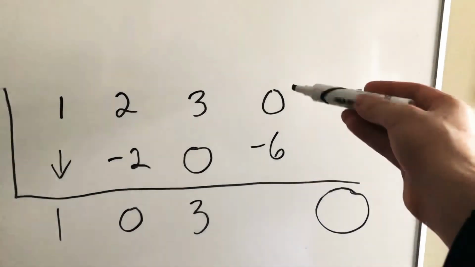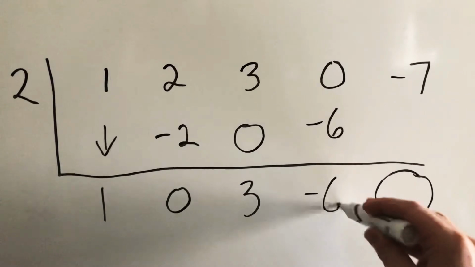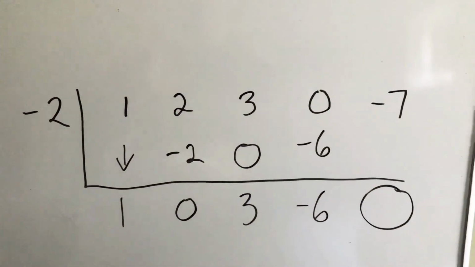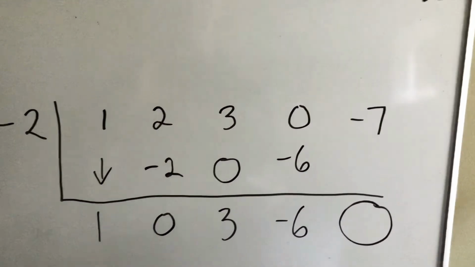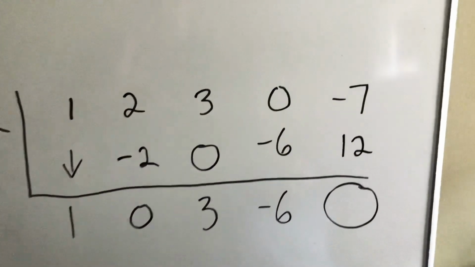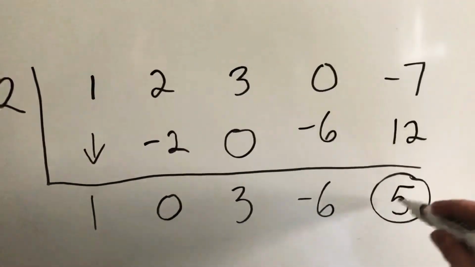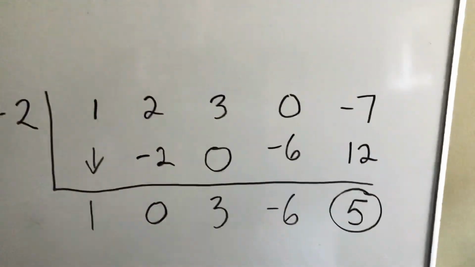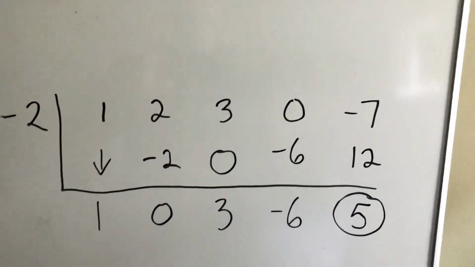Bring this column down, 0 and -6 is -6. Multiply -2 and -6 to give me +12. And when I bring down this column, we get +5, which was the same answer we got in the direct substitution problem.